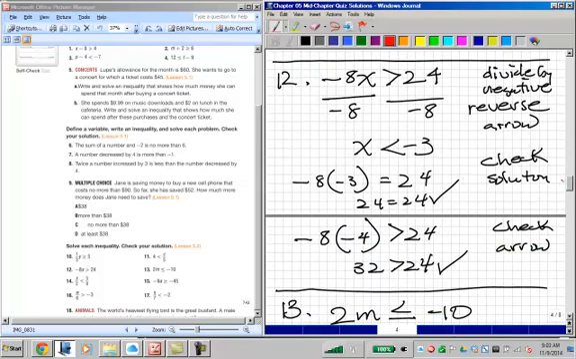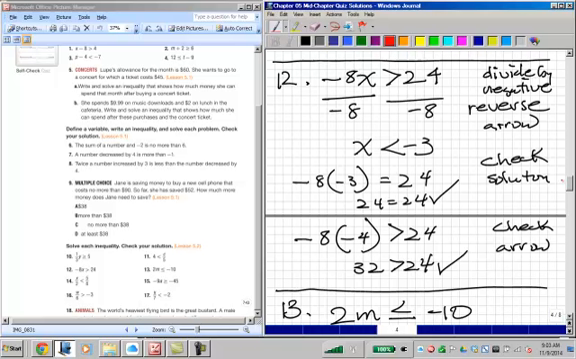Number 12, negative 8x is greater than 24. Divide both sides by negative 8, and I get x is less than negative 3. When you divide or multiply by a negative on both sides, reverse the arrow. So I got x is less than negative 3.